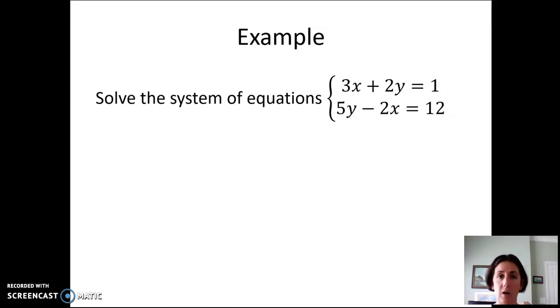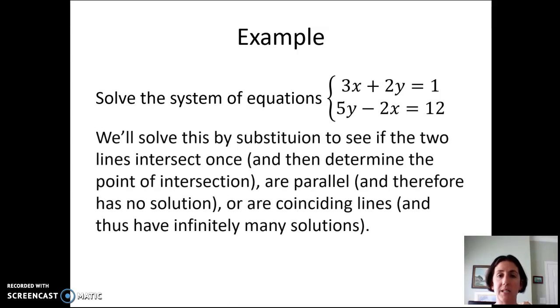So one way to solve this, you can graph, you can do all sorts of things, but what I'm going to do is solve by substitution. I'm going to take one of those equations, solve for a variable, and then plug that into the other equation. And so that way, my second equation will only have one variable, which I can solve for. Once I know what one of the variables is, I can plug back in to find the other one.